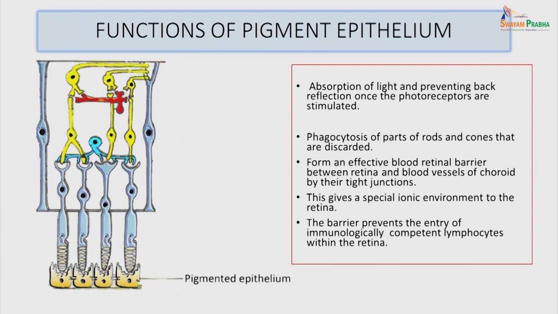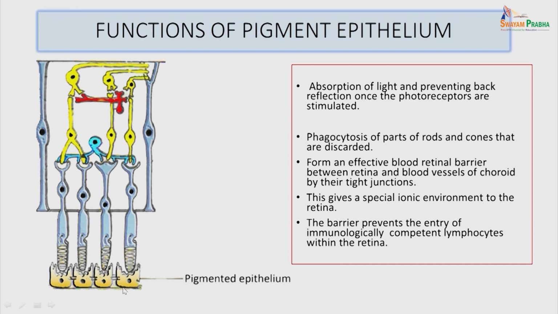This slide shows some more functions of the pigmented epithelium. Apart from the absorption of light and preventing back reflection, there are some other functions: phagocytosis of parts of rods and cones that are discarded; form an effective blood retinal barrier between the retina and the blood vessels of choroid by their tight junctions. This gives a special ionic environment to the retina. The barrier prevents the entry of immunologically competent lymphocytes within the retina.